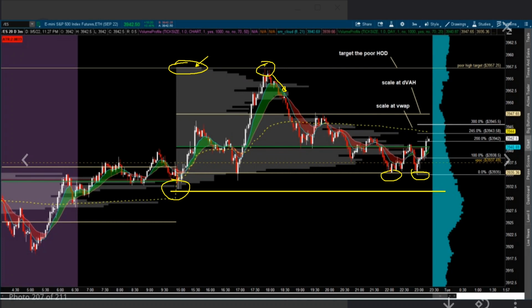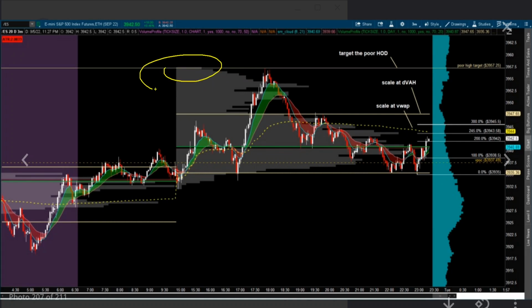So with this kind of characteristic, I expect the price to come back up eventually to resolve this, to finish the auction. At the end of the auction, on the upper end, we have buyer cutoff. I mean, buyers consider the price to have come up too high and they are not willing to buy anymore at those high prices. Just the opposite of seller cutoff. So that's one of the possibilities for a potential target, and that's why I put down here, target the poor high of the day. Well, this is actually the high of the session, because this is a Globex session.